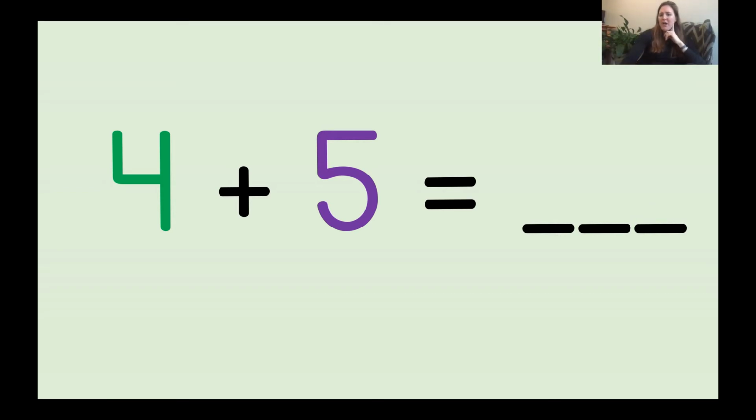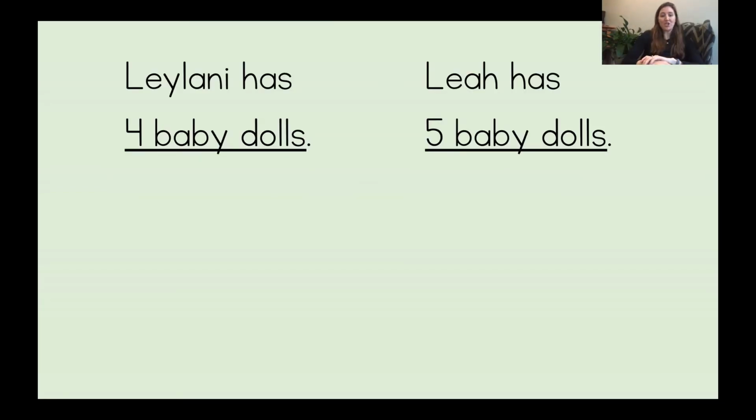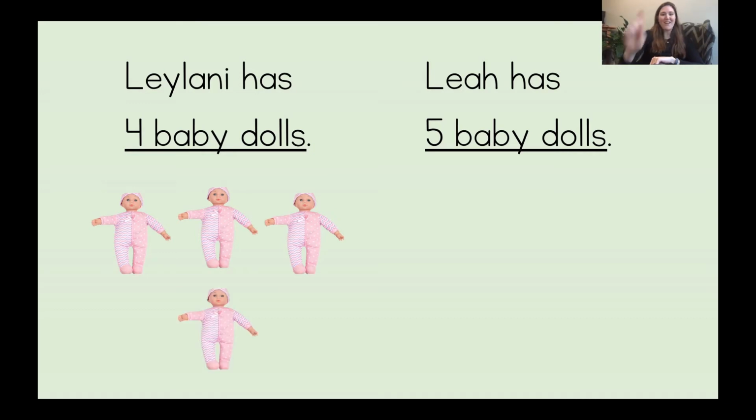Let's show some baby dolls to solve our problem. We need to add 4 plus 5 to see what it equals altogether. So we're going to first show the number of baby dolls that Leilani has. Then we'll show how many baby dolls Leah has, and then we'll count how many there are all together to add them. All right, let's show Leilani's 4 baby dolls first. So you can count as I show them. 1, 2, 3, 4. 4 baby dolls that Leilani has.